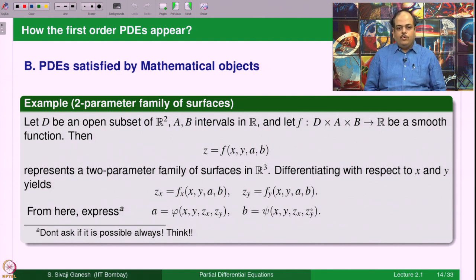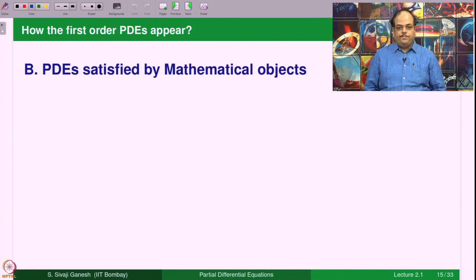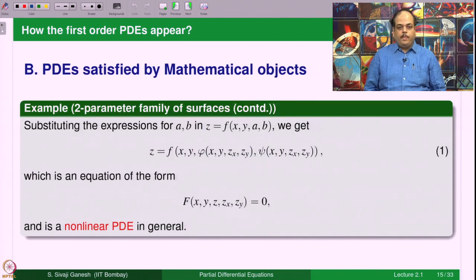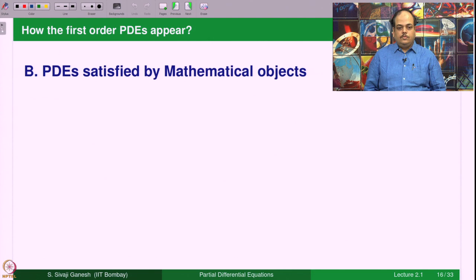What is the next step? I am going to substitute for a and b these formulas inside this. Then what I will have is z equal to f of x, y, phi of x, y, z, z_x, z_y, comma psi of x, y, z, z_x, z_y, which will be a nonlinear partial differential equation in general.